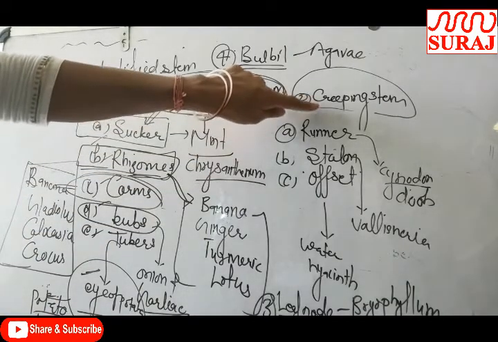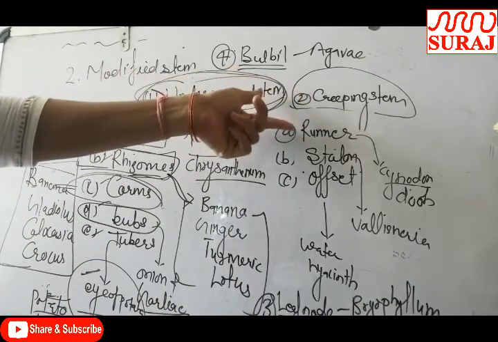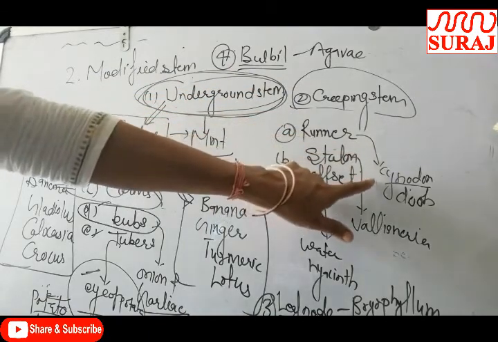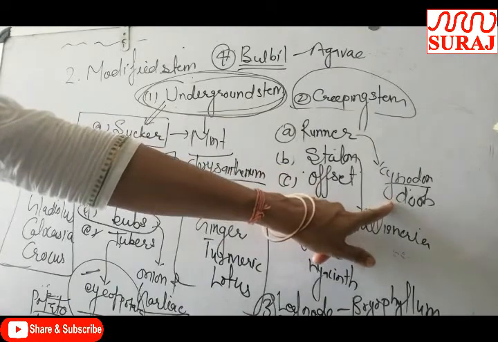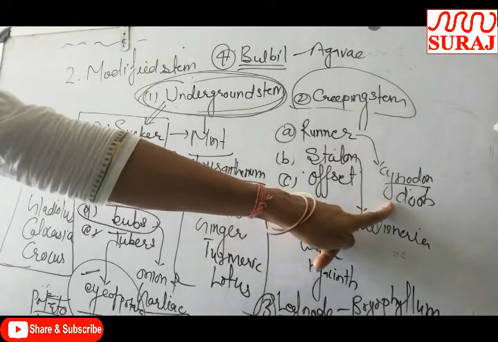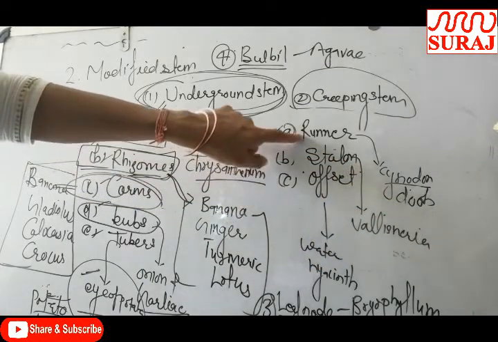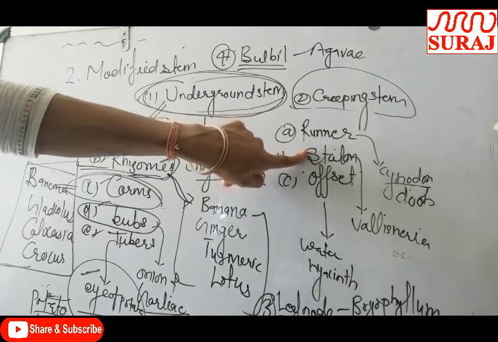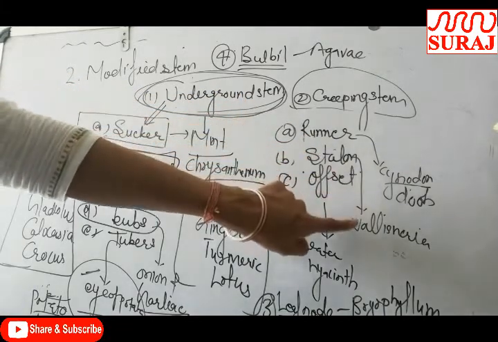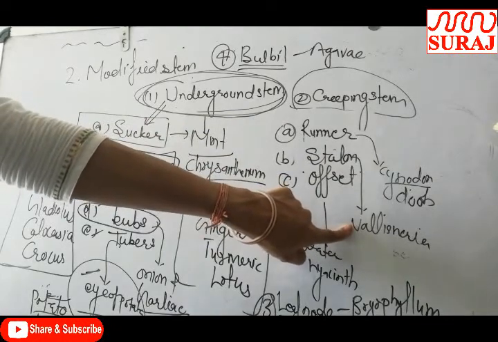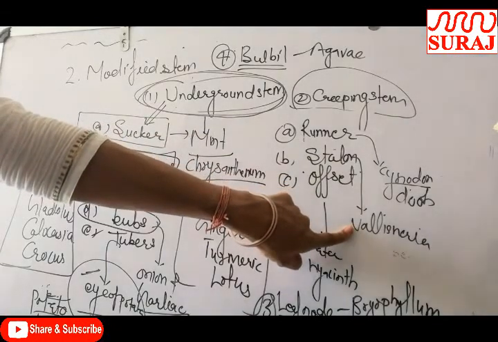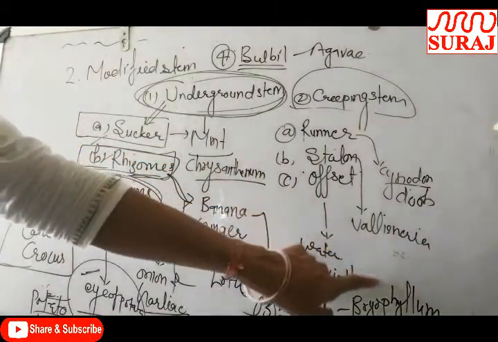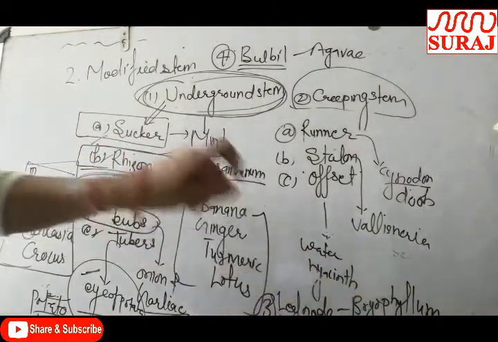These are the creeping stems which are used to grow a new plant. Runners are present in cynodon, or you can say doob grass. Grass grows into a new plant by runners. Stolons are also modified creeping stems. These are present in the aquatic plant Vallisneria and strawberry. And offsets are present in the water hyacinth.